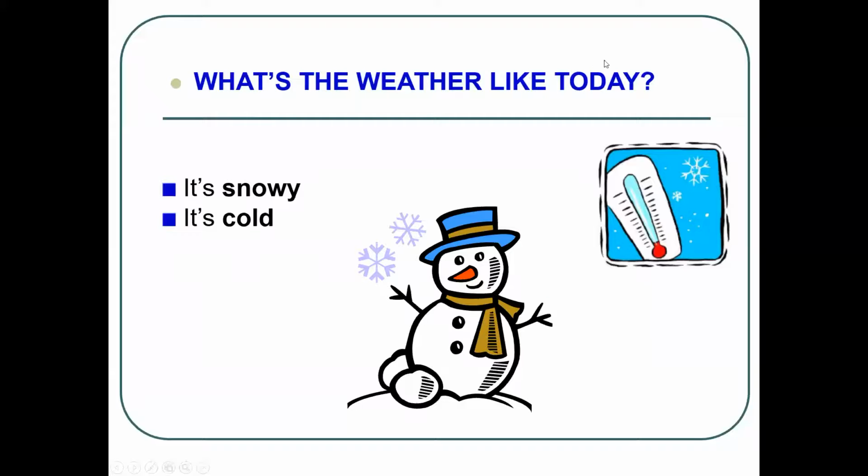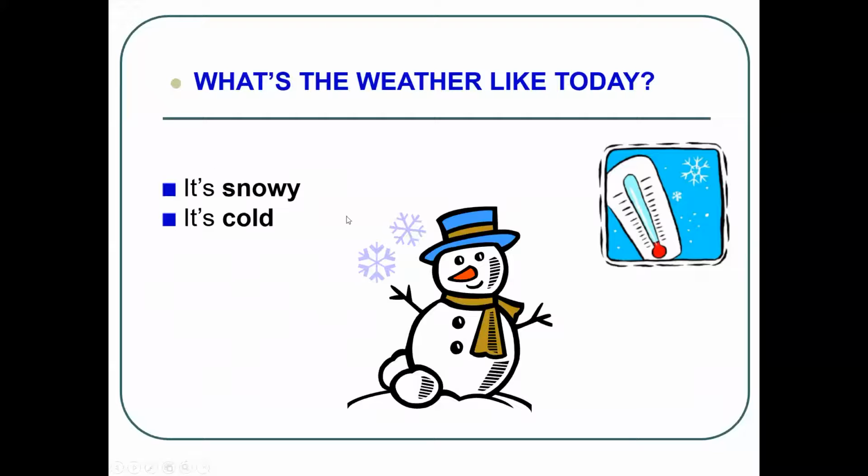Repeat, what's the weather like today? Repeat, it's snowy. Repeat, it's cold. So it's snowy means we have this white water stuff, right? This is a snowman. Repeat, snowman. Children make this in the winter when there's snow, but the white stuff is snow. Okay, so it's snowy means it's snowing outside, like it's very, very cold rain.